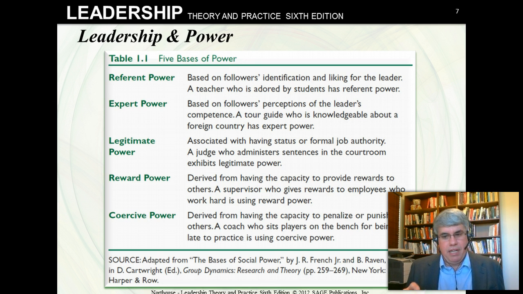So these provide an overview of 5 different types of power. So throughout the book, when we talk about power, we'll be coming back to these 5 different types, and we can see how they can be used for good and for bad.